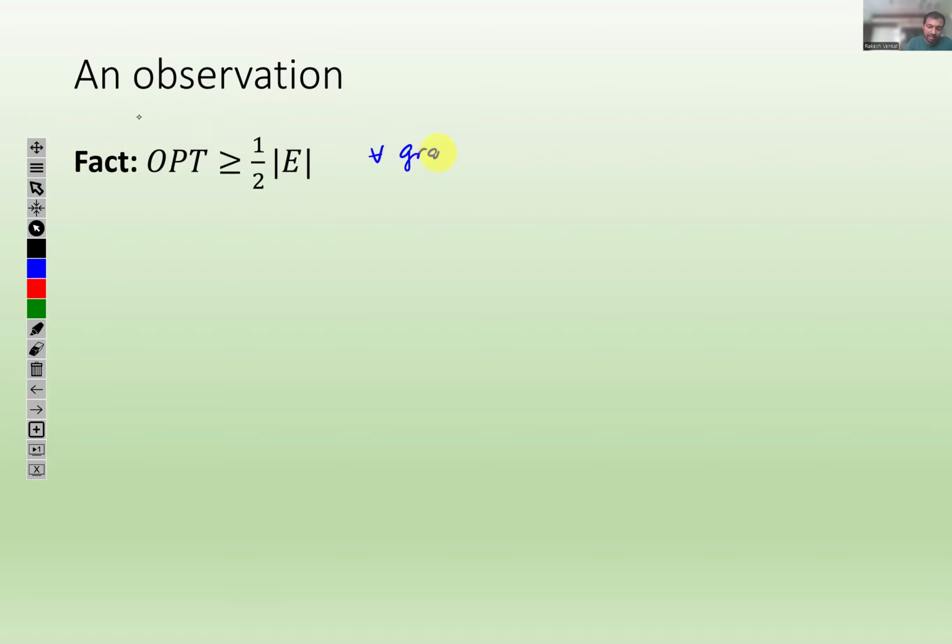Opt is the max cut value. So what I'm saying is there exists a partition that will cut at least half the edges, always, in your graph. Does anyone know how one can show this? So you can show this via a randomized argument.